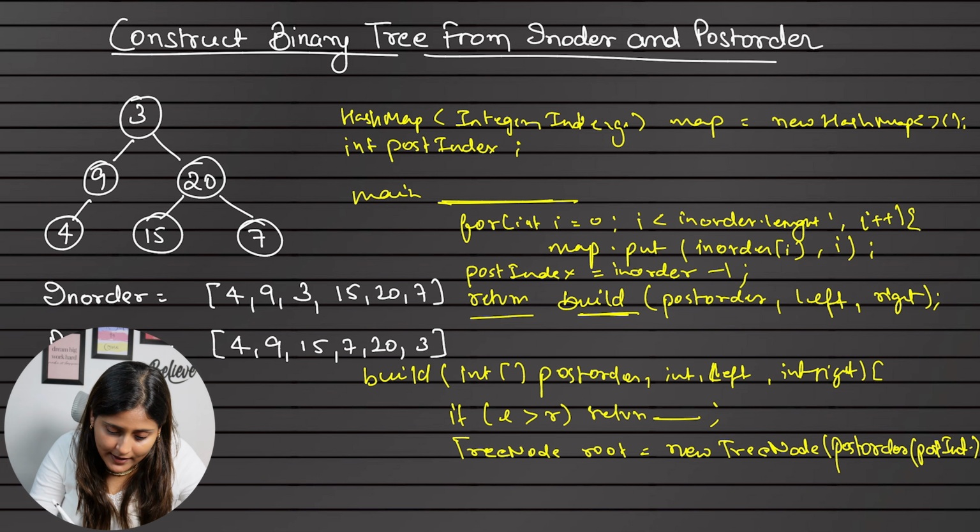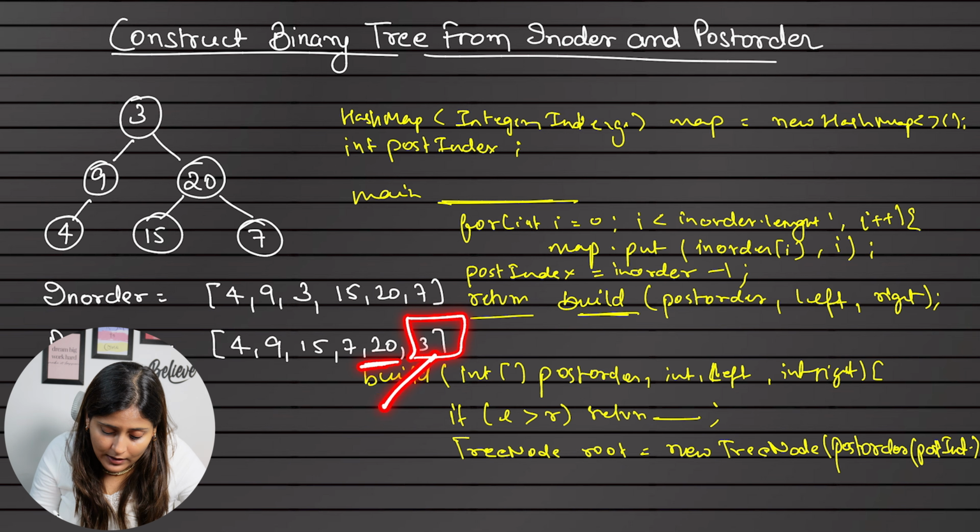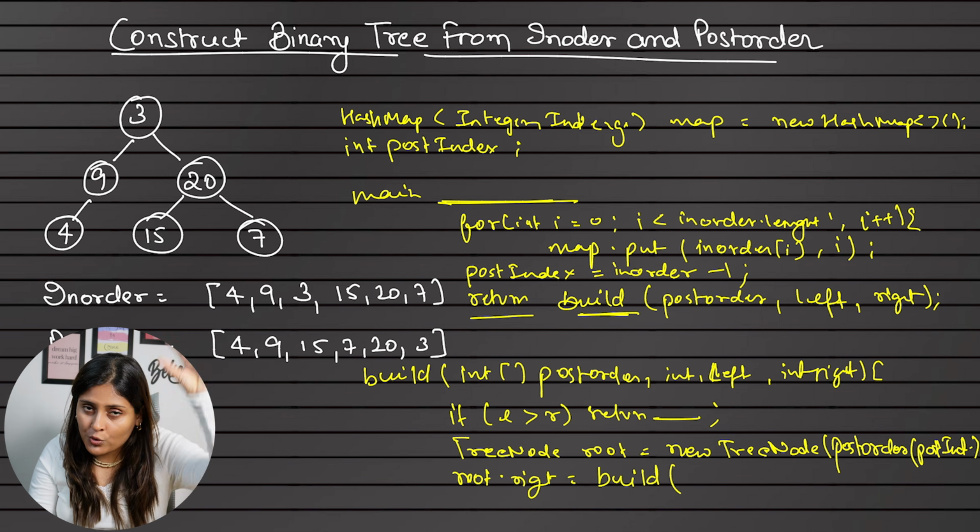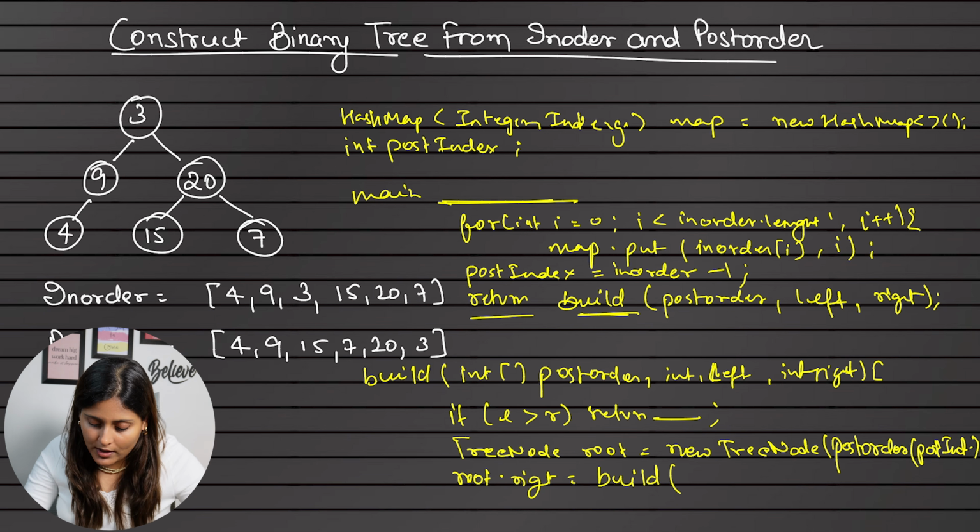Now once we have created, definitely the post order index will come at 20, but first we made root with 3. Now will 20 be root's left side or right side? Obviously right side, you saw. So hence we'll call root dot right, we'll call the same function build, that will return a root that will get attached to root's, which is 3's, right side, which is 20.